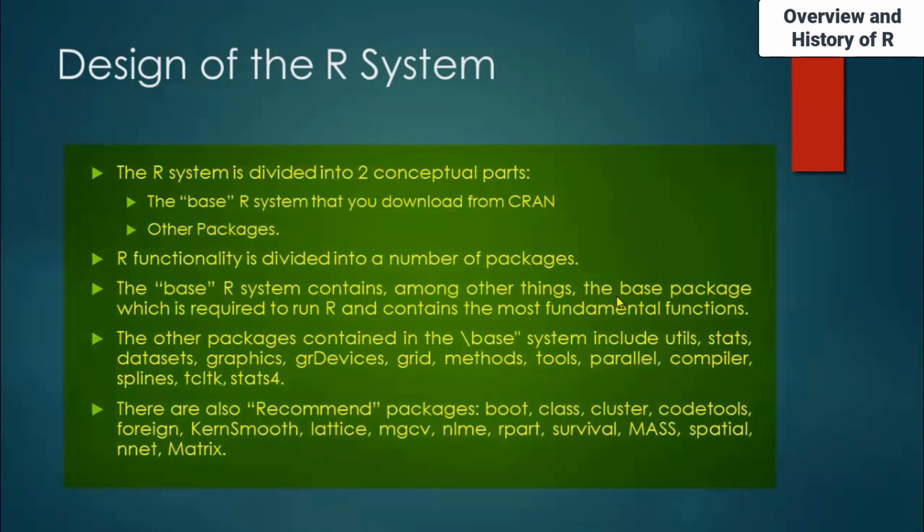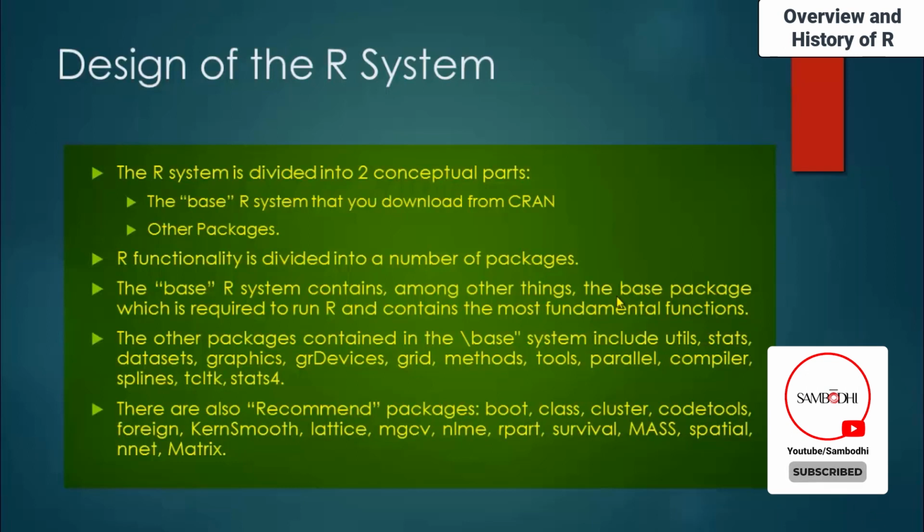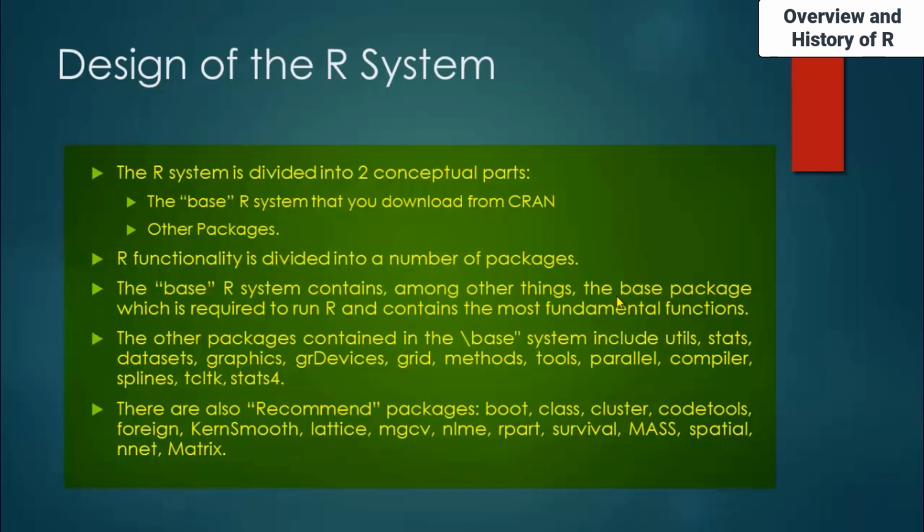Now we'll move on to the design of the R system. The R system is divided into two conceptual parts. The base R system that you can download from CRAN, which will be available when you search on Google itself. You can get the link for downloading R, and there are other packages which are modular, which you can create or get from other users as well. So the functionality is divided into a number of packages. The base R system contains, among other things, the base package, which is required to run R, and it contains the most fundamental functions. There are other packages in the base system as well, which include utils, stats, datasets, graphics, grDevices, grid, methods, tools, parallel, compiler, splines, and tcltk.